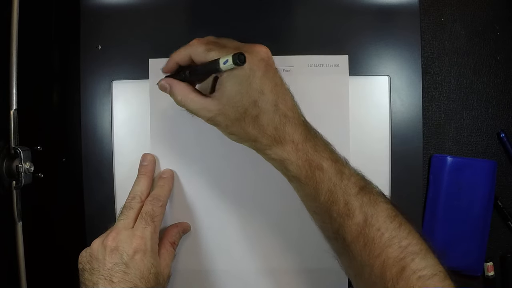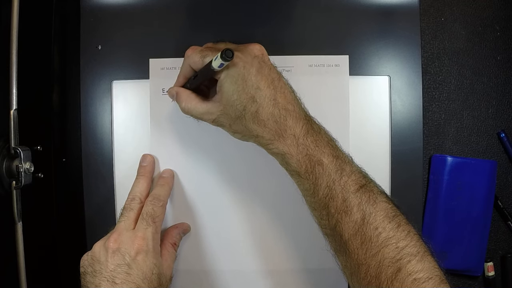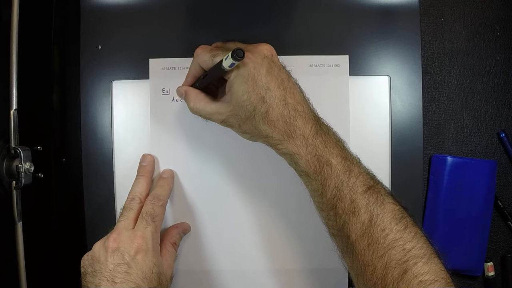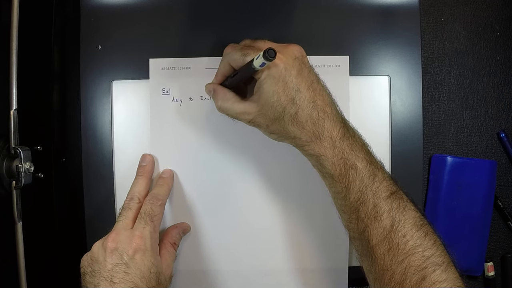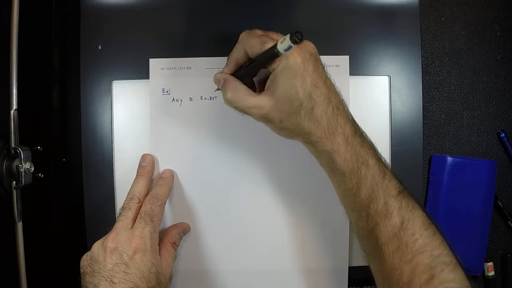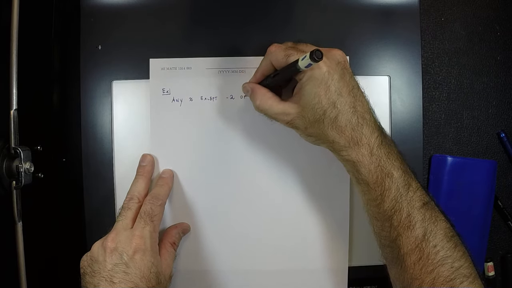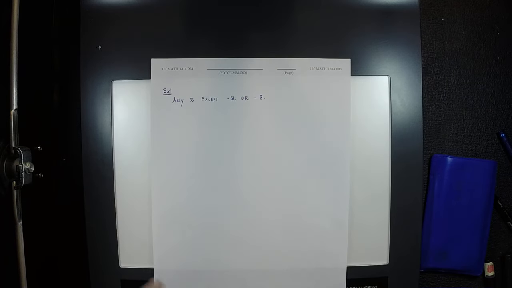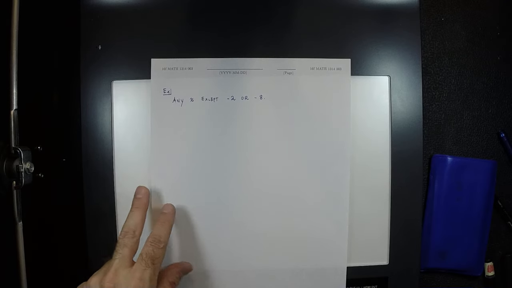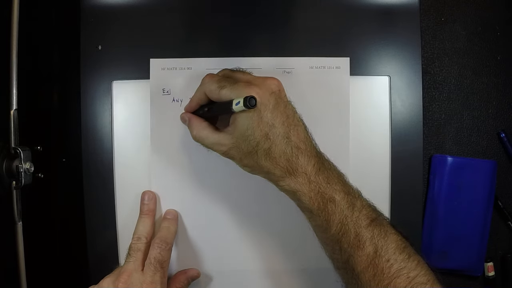Okay, so how about this one? Also on the first page, we wrote something like this. Any x except -2 or -8. It's probably not this exactly, but we wrote something like this. So I want you to give this to me as a plot and also in interval notation.